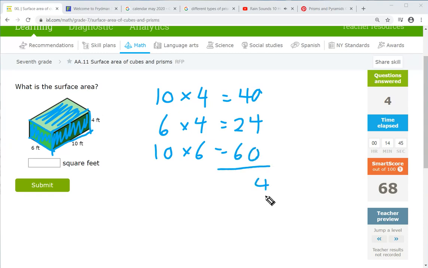And we're going to add all of these up. That's going to give us 124 square feet. But then we're going to double it. 124 times 2 is equal to 248.